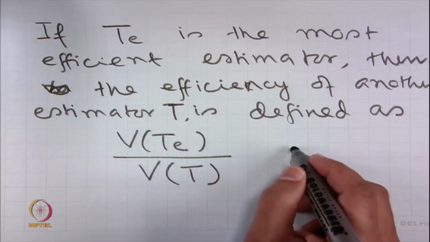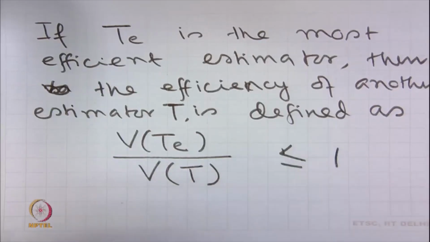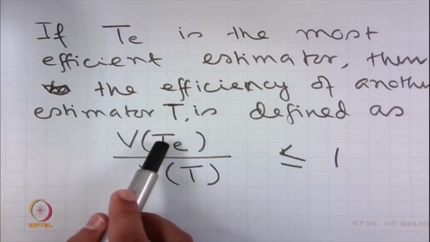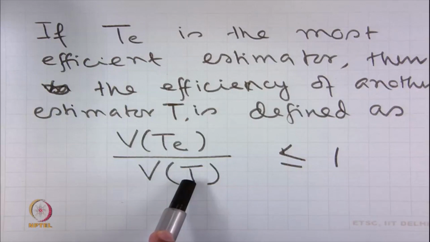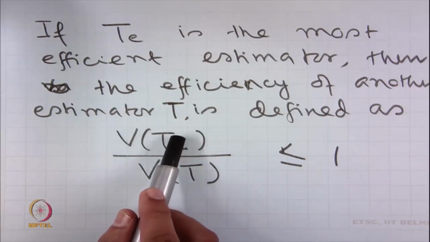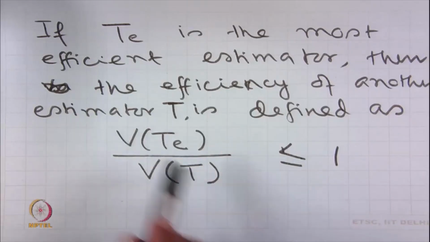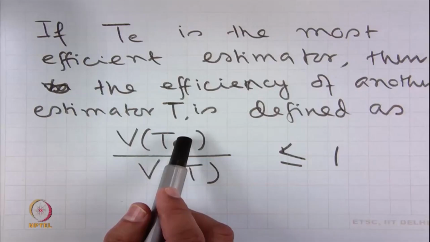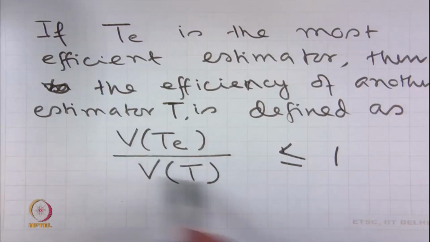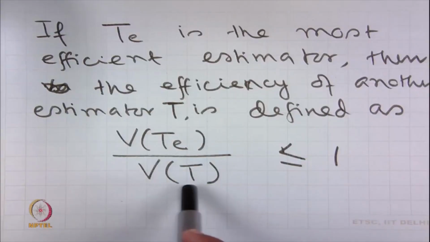Obviously, this is less than or equal to 1. It is 1 if we are looking at some estimator T whose variance is equal to the variance of T_e. Otherwise, it is more than the variance of T_e, and therefore, this value has to be less than 1.